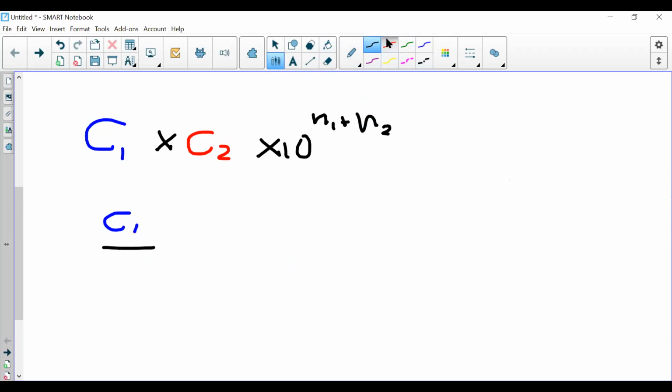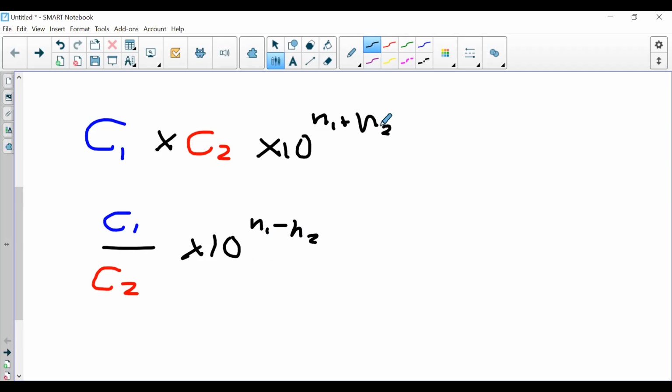It's going to be C1 divided by C2, multiplied by 10 raised to the n1 minus n2. All right, so let's look at what this means. This means you're going to divide the coefficients and subtract your exponents. And you'll know which one to subtract and which one to divide because it'll be the first one to show up. Just like in regular math, if I said 12 divided by 8, you would put 8 under 12.